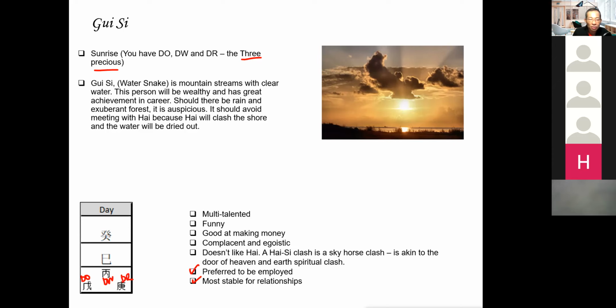And the snake, of course, is fire, good at making money because it is sitting on wealth. So sitting on wealth can be one that makes very good money. So this person, sitting on wealth, will be very wealthy. And because they sit on wealth, if there is rain, because stronger water controls fire, it will be auspicious.